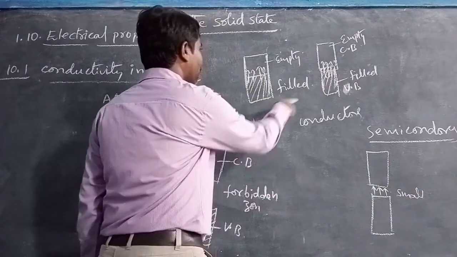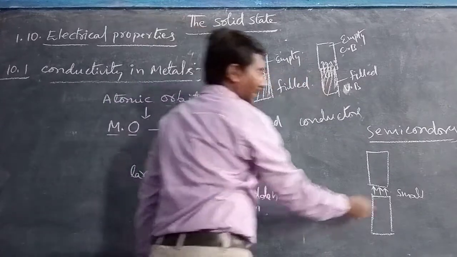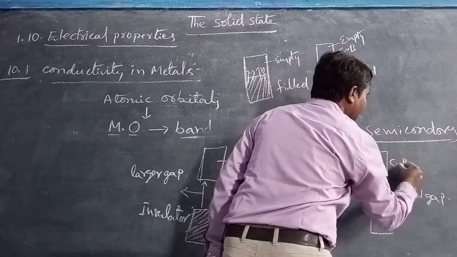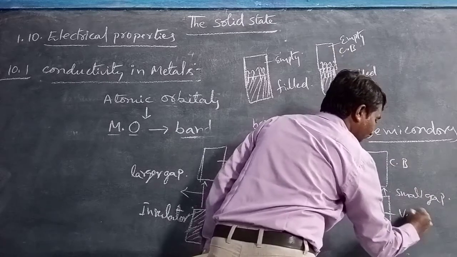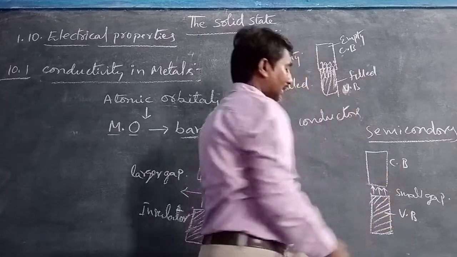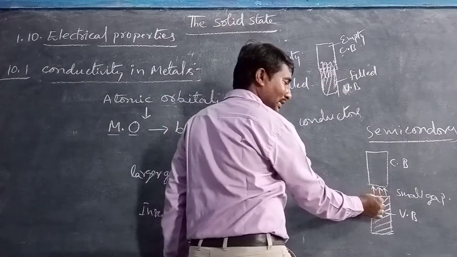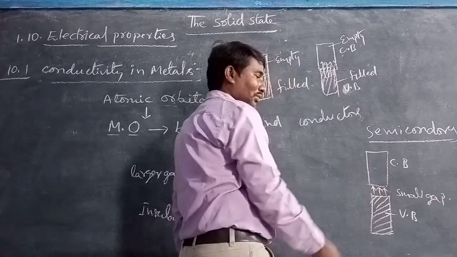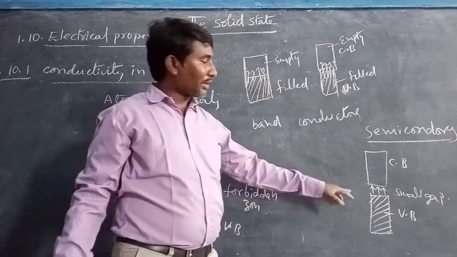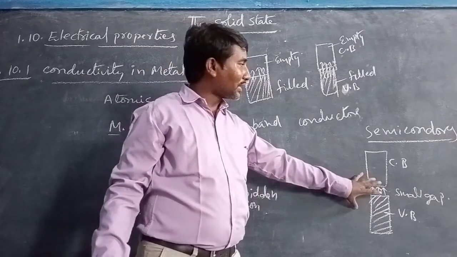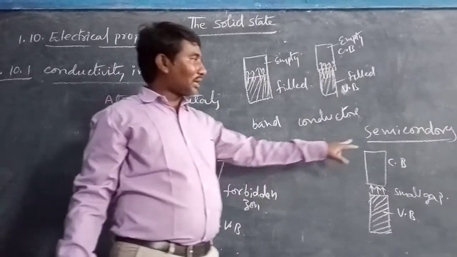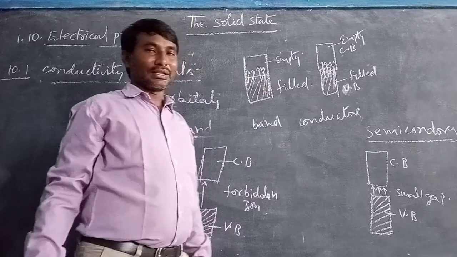This is very small, and here there is a small gap between the conduction band and the valence band. So the electrons jump easily to the conduction band. Not all of them, because some gap is there. That's why this conducts a little bit of electricity. So that is called a semiconductor.